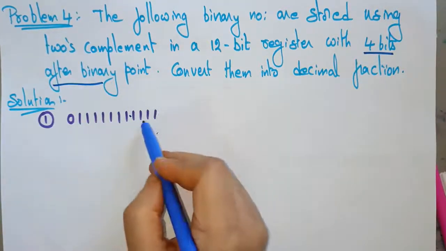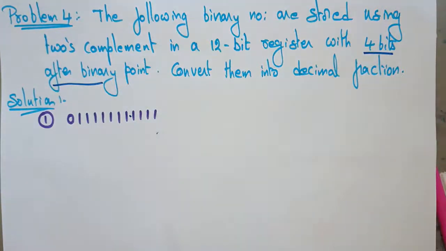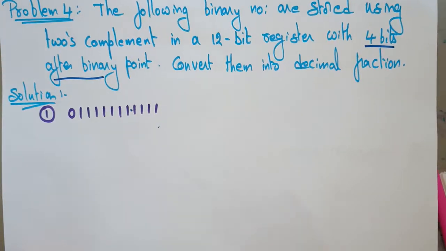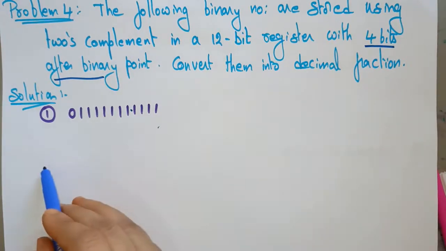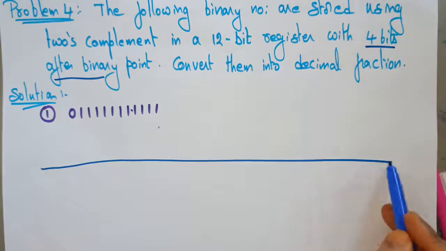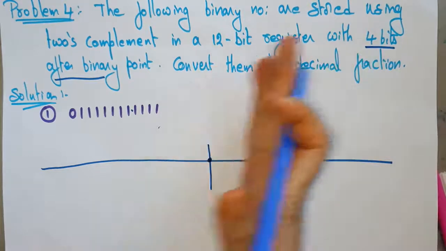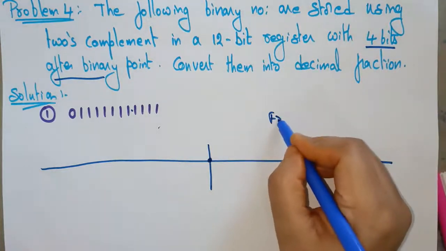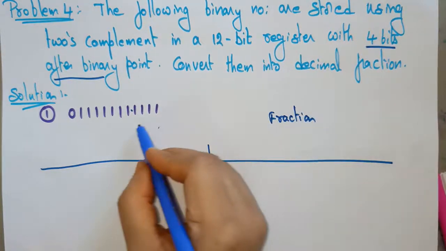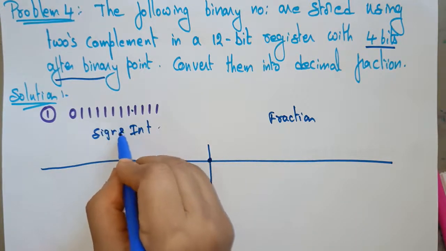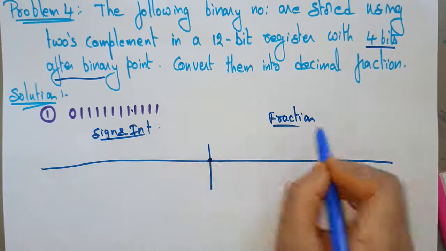After 4 bits, a binary point should be kept. Now convert this into a decimal fraction. How are you going to convert? I'll go with simple examples, simple concept. So the right hand side is the fraction part. Okay. And the left hand side is the integer part. Let's take sign and integer part.